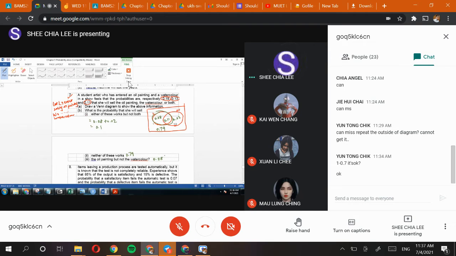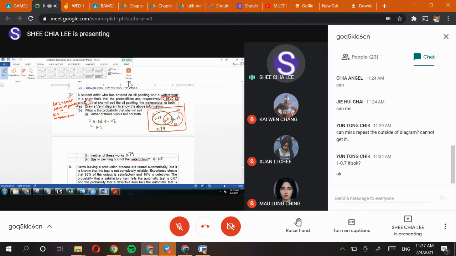Okay, work it out. Miss, can I ask a question like this? For B1, 2, and 3, do we need any calculation or do we just refer to the Venn diagram and answer the question? Yeah, if you already drew the Venn diagram, then yes, you can refer to the Venn diagram and answer.